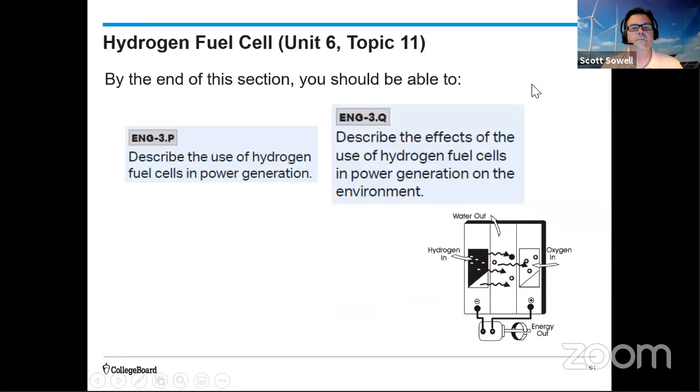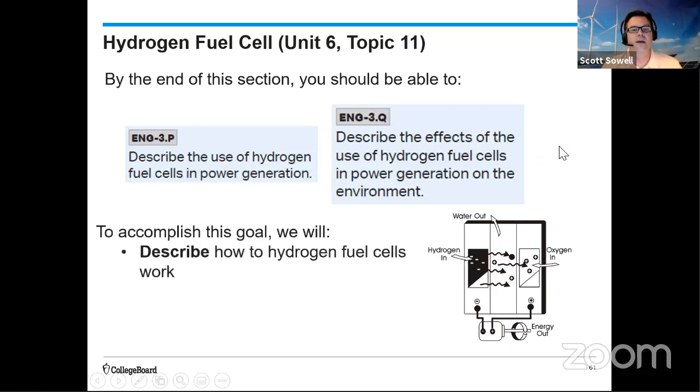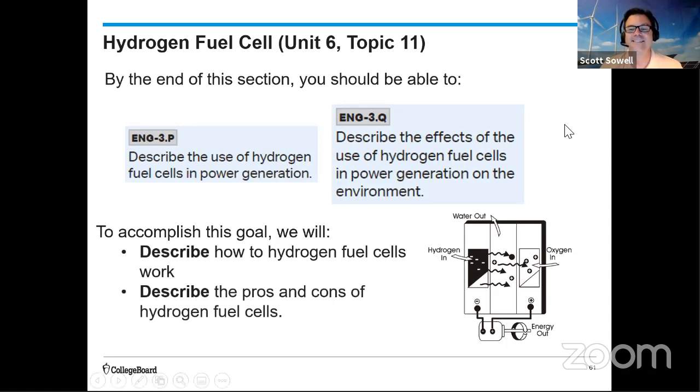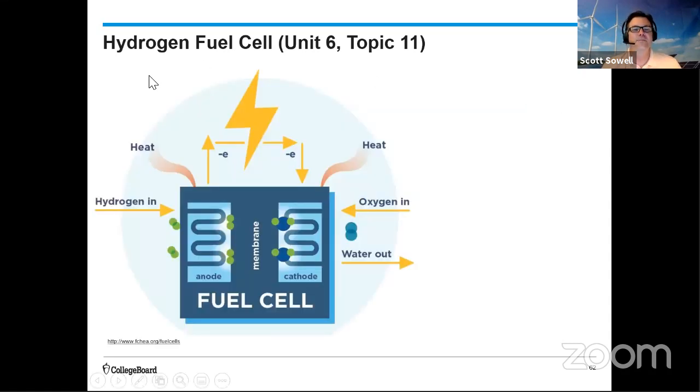All right, so we're going to end with hydrogen fuel cells. And again, the pattern is, how does it work? Pros and cons. So to get there, we're going to describe how it works. Look at the pros and cons. So as a brief overview, this is what a hydrogen fuel cell looks like. You have an anode and a cathode. And in between, you have an electrolyte membrane. The fuel for a hydrogen fuel cell is obviously hydrogen. So you're going to put hydrogen as your fuel into the fuel cell.